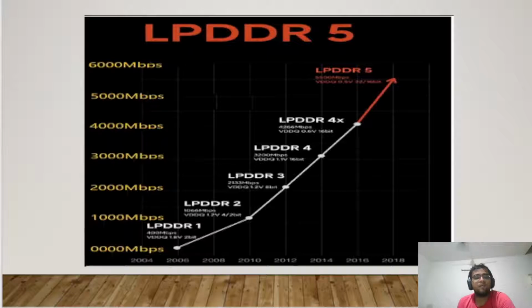Here is a graph of the performance of LPDDRs, and inside that graph, behind the MB side, there is 6000 Mbps, 5000. It is the speed of the chip that it gives.